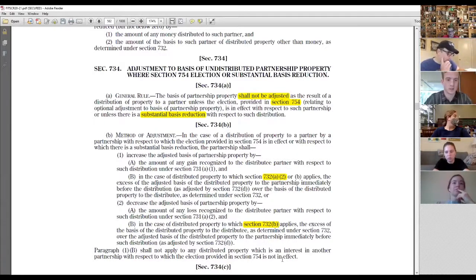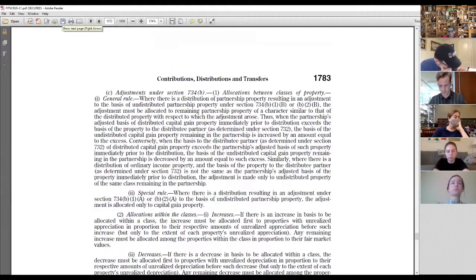Section 755 is the rules for that, but that really kicks us into the regs under 755. So let's turn to those regulations really quickly. This is Reg 1.755-1(c). I can't read my own handwriting. So this is 1.755-1(c), and it tells us how we allocate adjustments under 734(b).